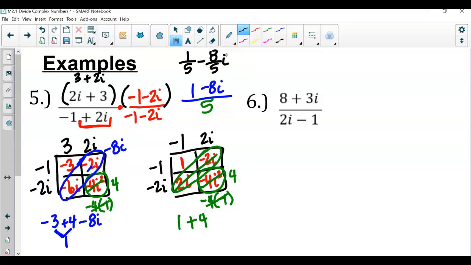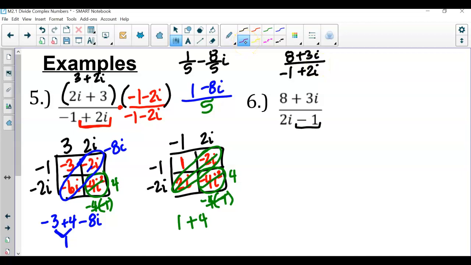So now question number 6. Notice now how the denominator is not in standard form. So let's go ahead and rewrite this in standard form. So we still have our 8 plus 3i over, but now standard form. Negative 1, because that's a negative 1. Keep the sign with the value. Negative 1 plus 2i.